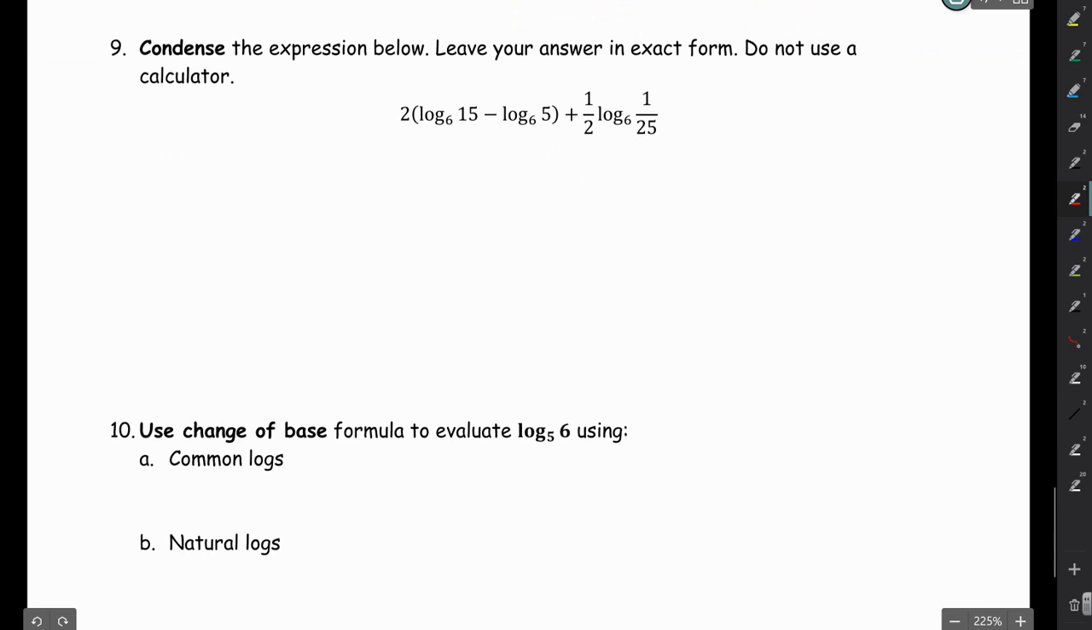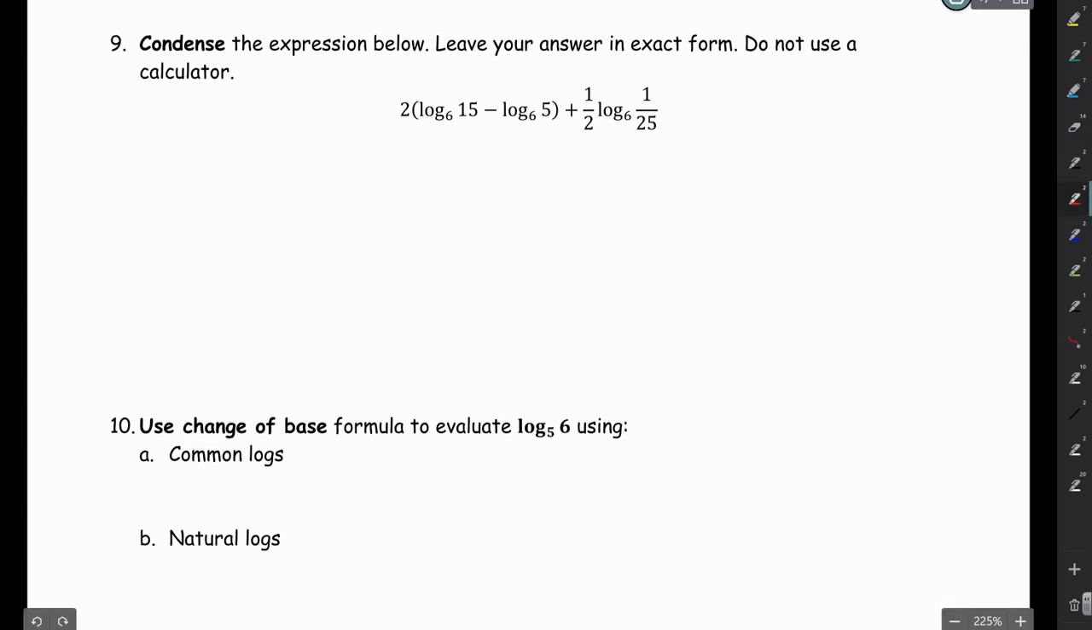Number 9 is really a challenge problem. You should try to do that on your own, and when you're ready, restart the video. All right, so I'm going to recognize that we're going to have division here, and I'm also going to bring that 1/2 up and make it the exponent for 1 over 25.